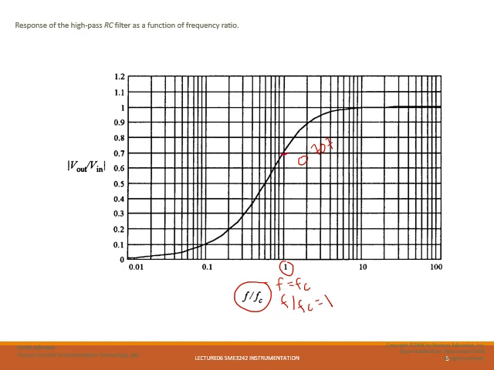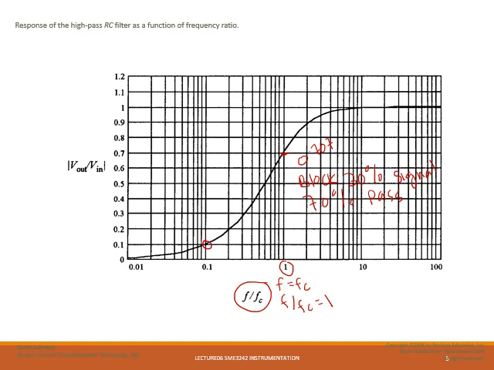So what does this location tell us? It means that the filter will block around 30% of the signal. Only 70% of the signal passes. Okay.